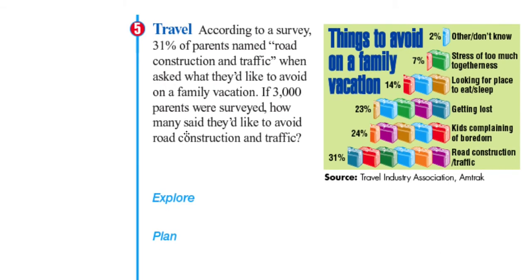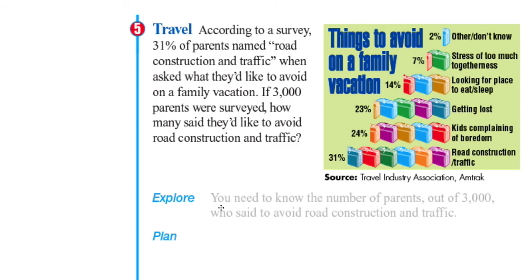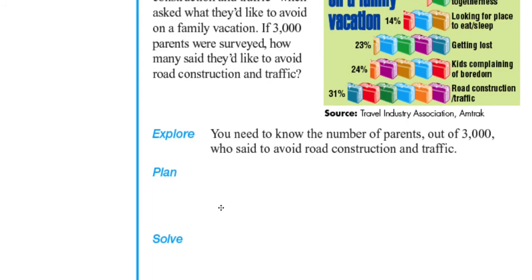According to a survey, 31% of parents named road construction and traffic when asked what they'd like to avoid on a family vacation. So if you look at this one, 31% of them said road construction and traffic are things to avoid on a family vacation. If 3,000 parents were surveyed, how many said they'd like to avoid road construction and traffic? First, we need to find out what the problem is asking for and what we know. We need to know the number of parents out of 3,000 who said to avoid construction and traffic.